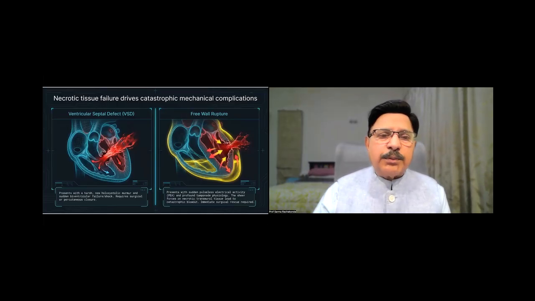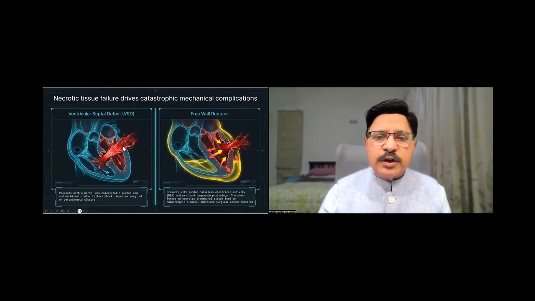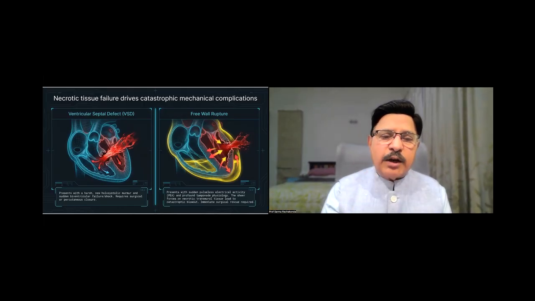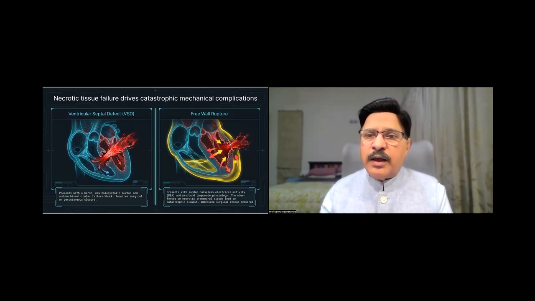Now, ventricular septal defect. What can happen if the septum is infarcted and becomes very thin? It can rupture and produce a ventricular septal defect, or VSD. It presents with a harsh new holosystolic murmur along the sternal border, not in the apex as with papillary muscle rupture. Here, along the sternal border, it requires surgical or percutaneous closure of the VSD.